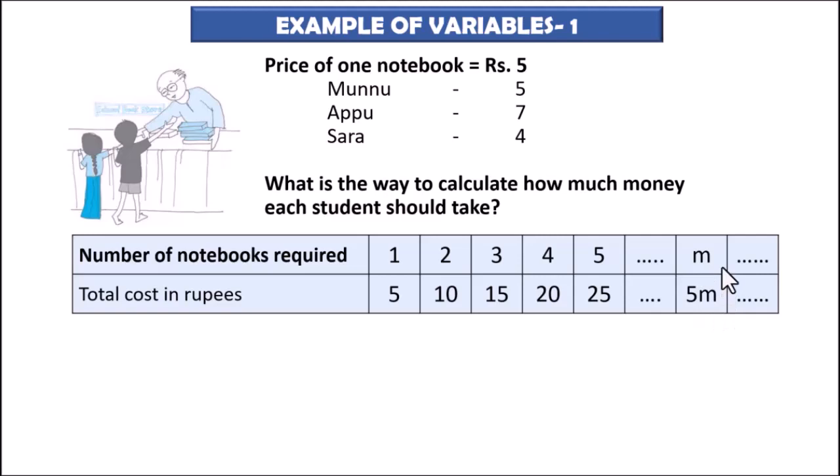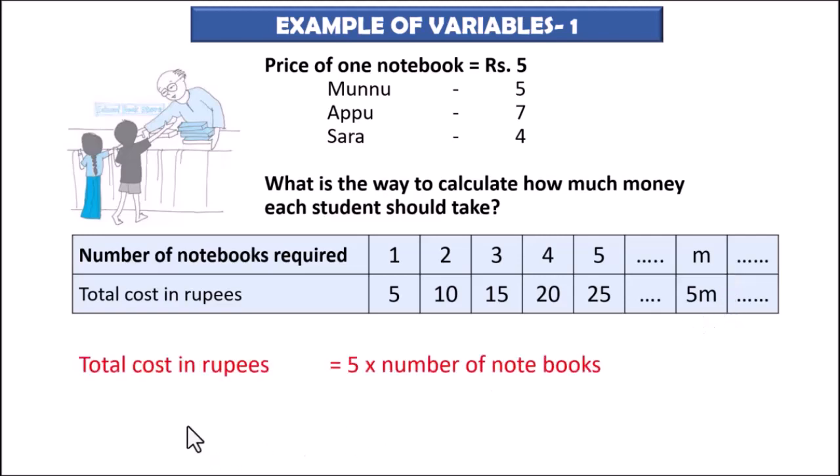So here we have taken the variable m and found out that for m notebooks, the total cost will be 5m. So the total cost in rupees is equal to 5 into the number of notebooks required. That can be written as 5m. Now from this formula, you can find out the total cost in rupees for any number of notebooks. Suppose you want 20 notebooks, the cost will be 5 into 20, that is 100 rupees.